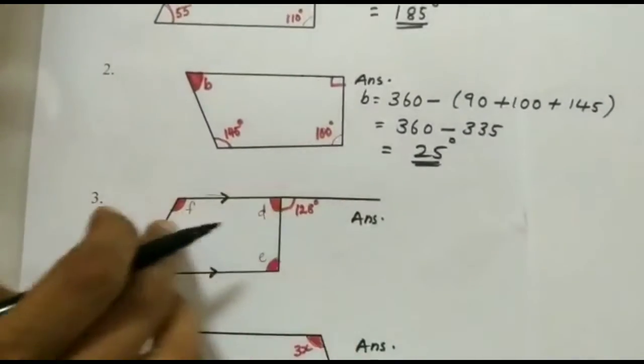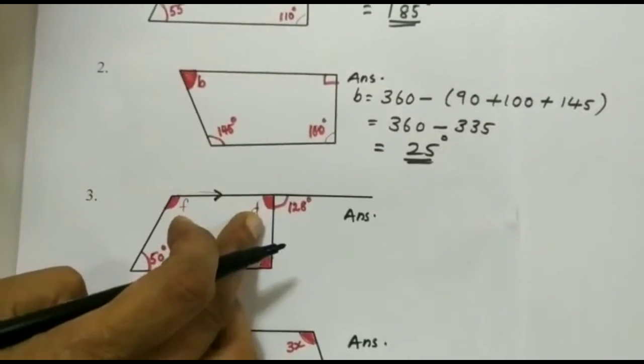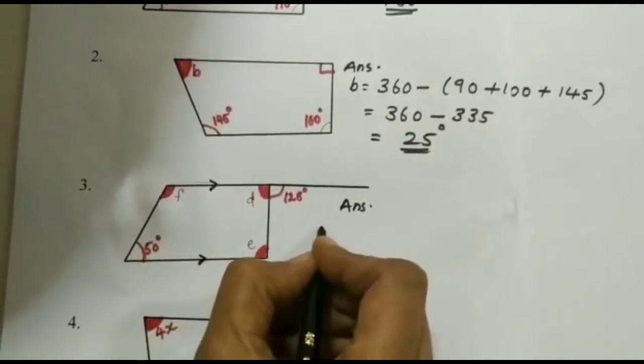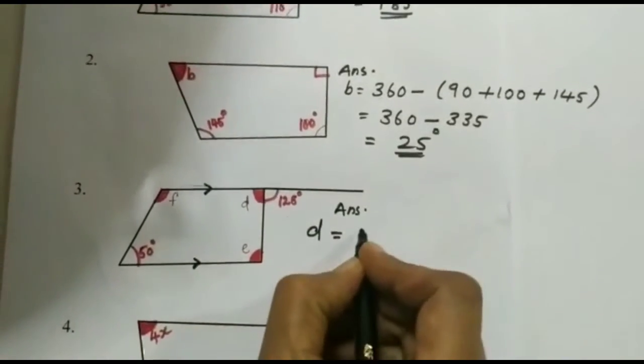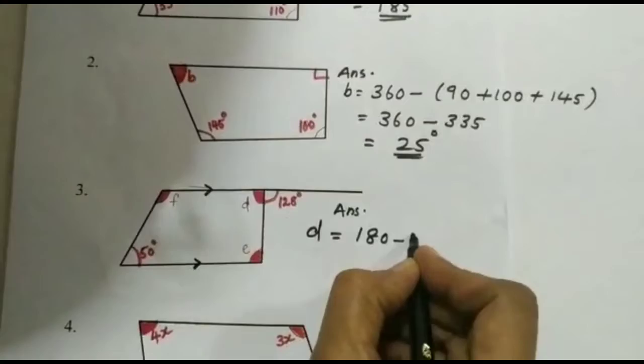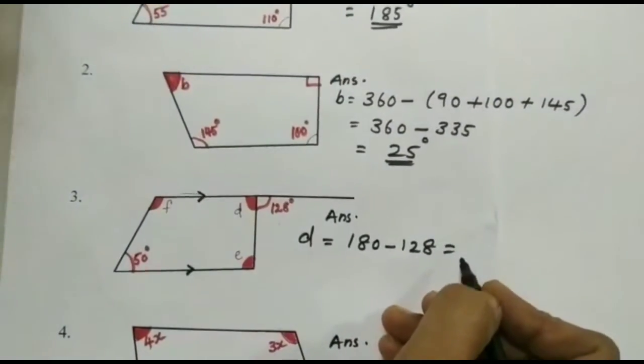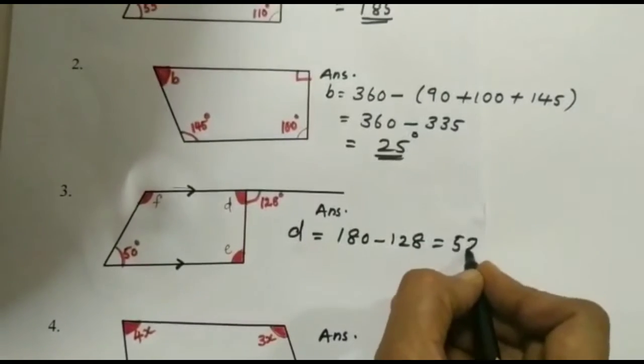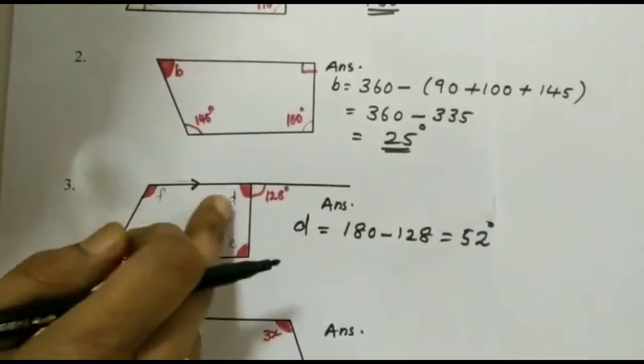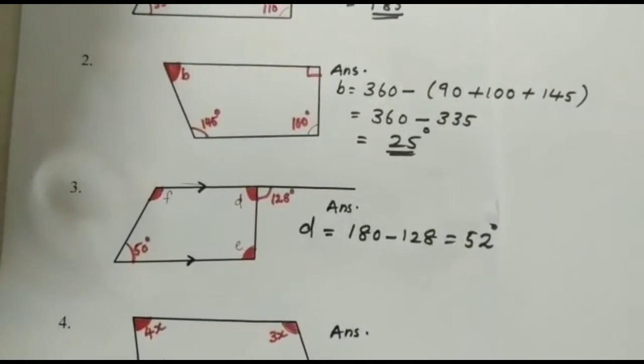On a straight line we know the angle is 180. So angle D you can find out easily. Subtract from 180 because on a straight line the angle is 180. So while subtracting it becomes 52 degrees. So angle D is equal to 52.